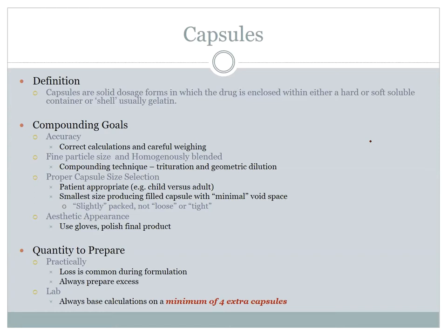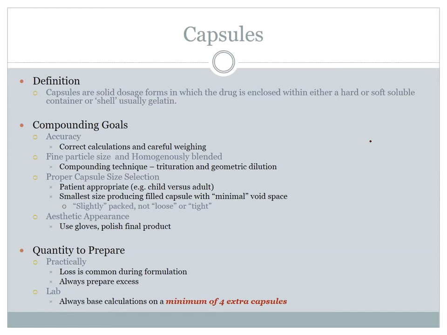So the take-home message is, I didn't invent the system. It's kind of weird. The larger the number, the smaller the capsule. So size 5 capsules are the smallest. Size 000 are the largest. The two that you're going to need to know, that are most commonly used for human patients, are size 2 and size 3. Therefore, size 3 is a little bit smaller than a size 2.